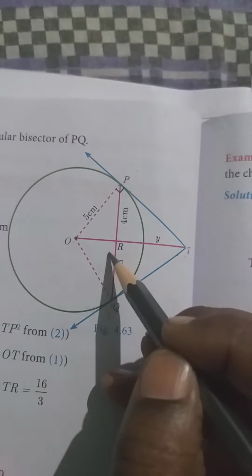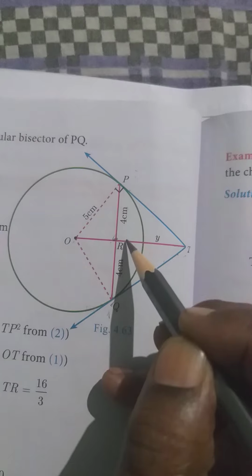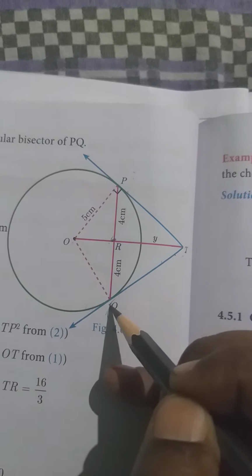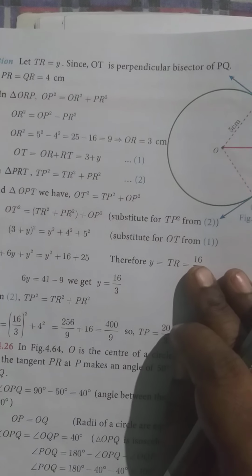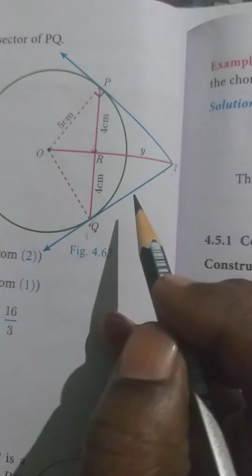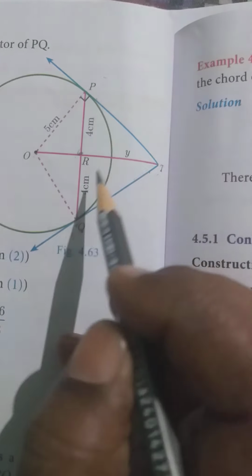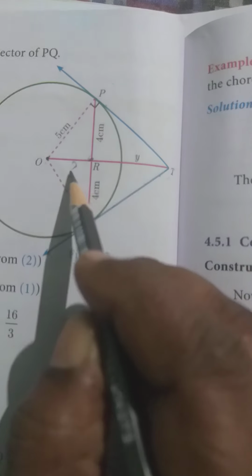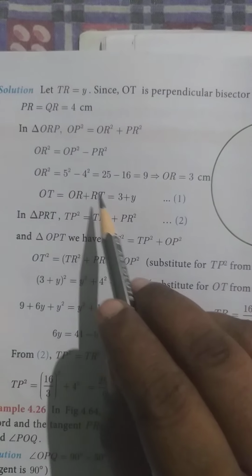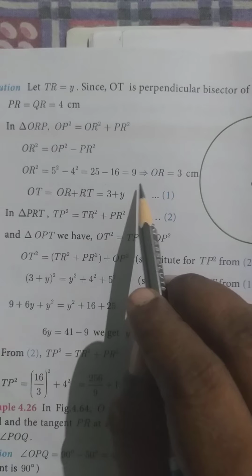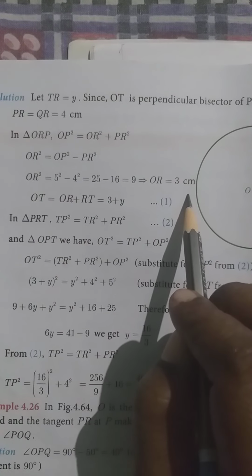If you take it now, this is equally divided. Therefore, up to here is 4 cm, and here is 4 cm. Now, what are we going to find? First, take triangle ORP. These two lengths you know, this length you don't know. Therefore, you find 5 squared minus 4 squared, which is 25 minus 16, you get 9. Therefore, OR is equal to 3 cm.